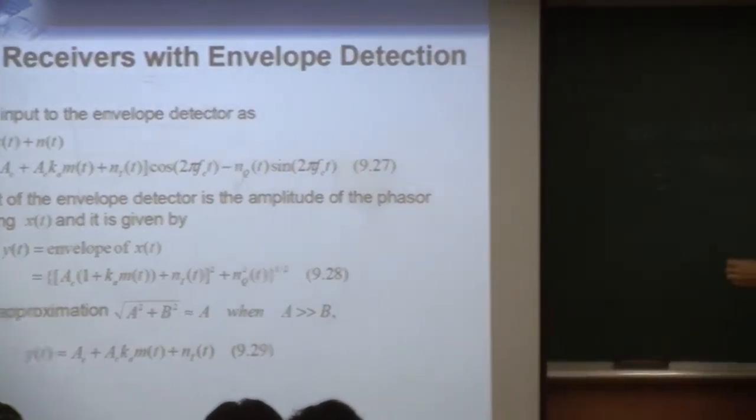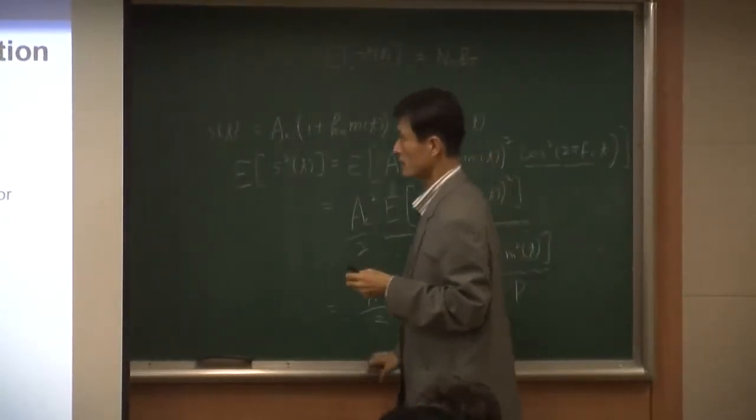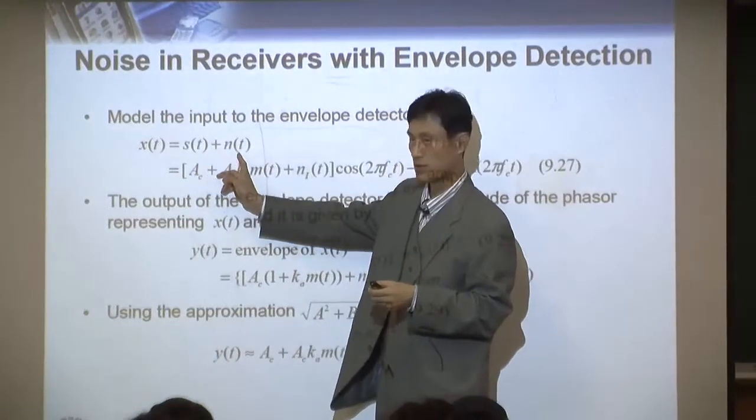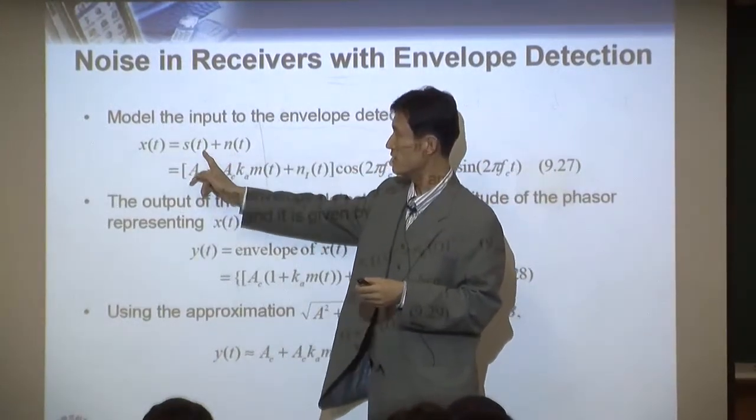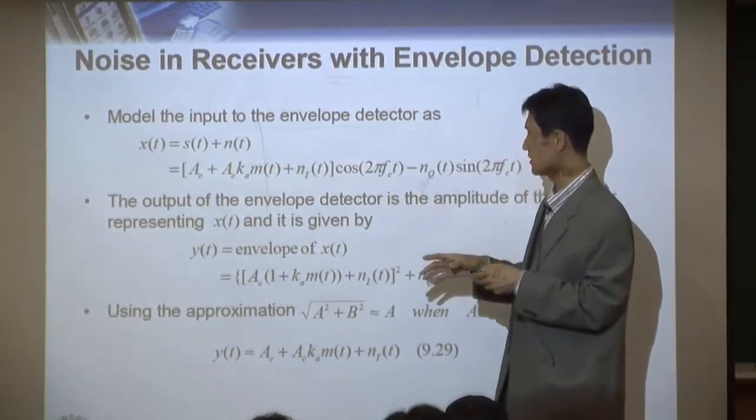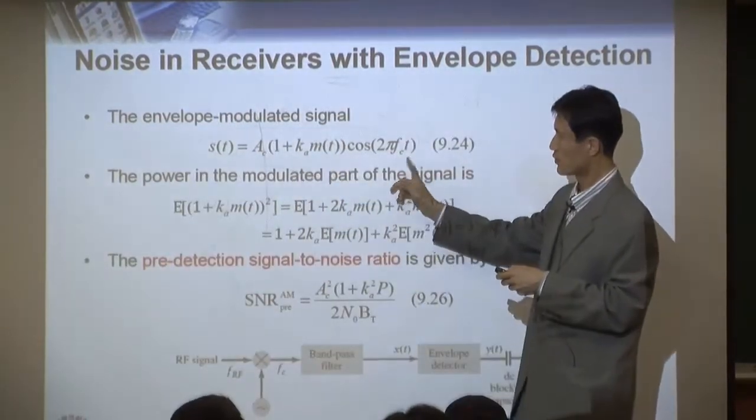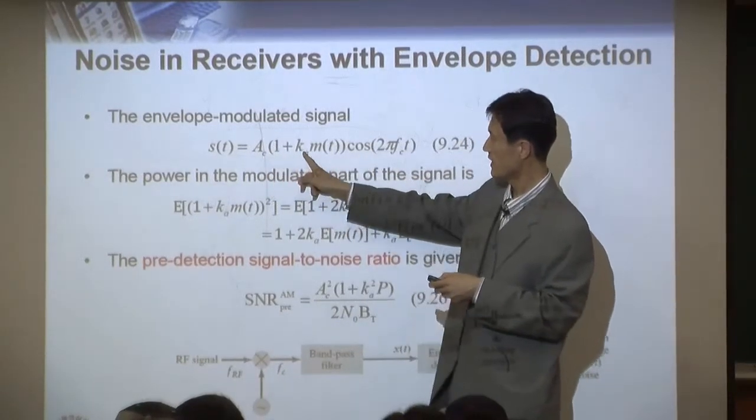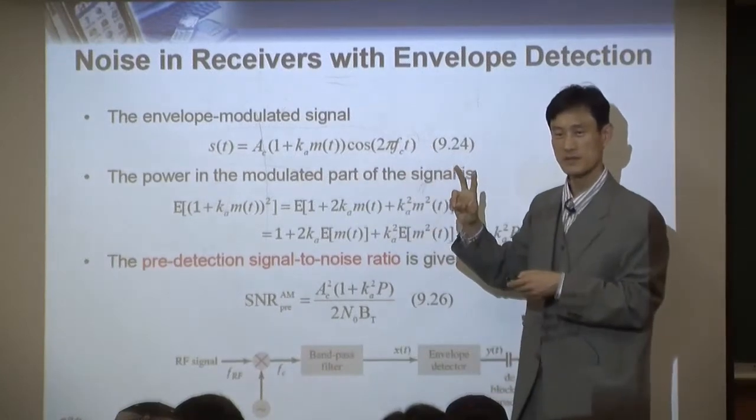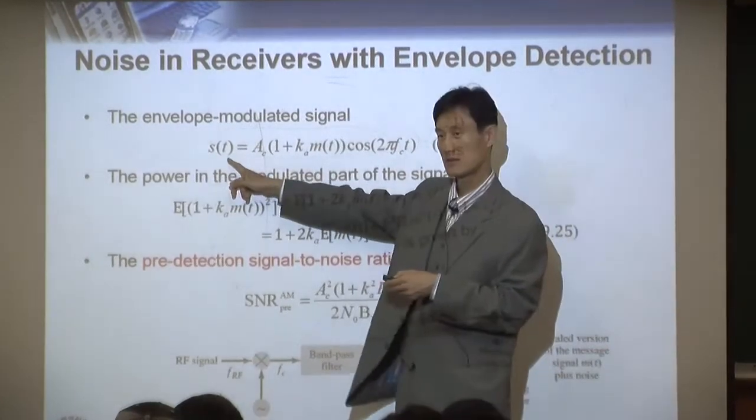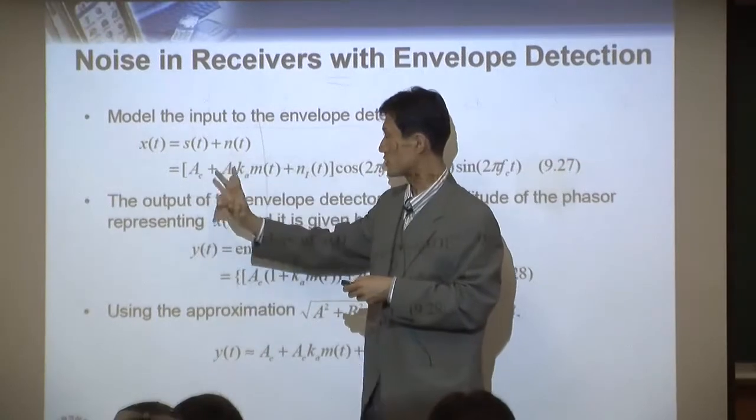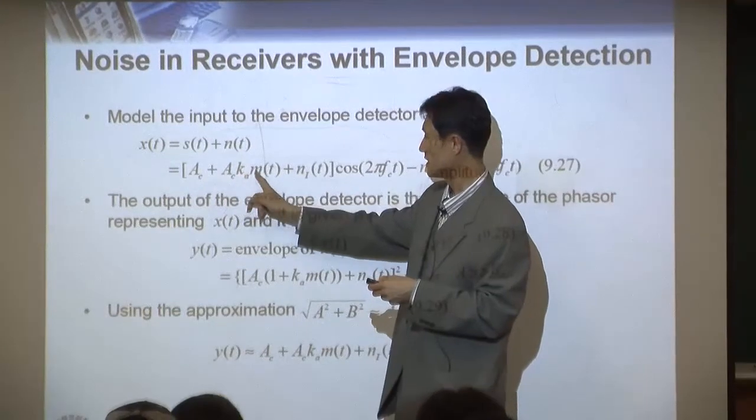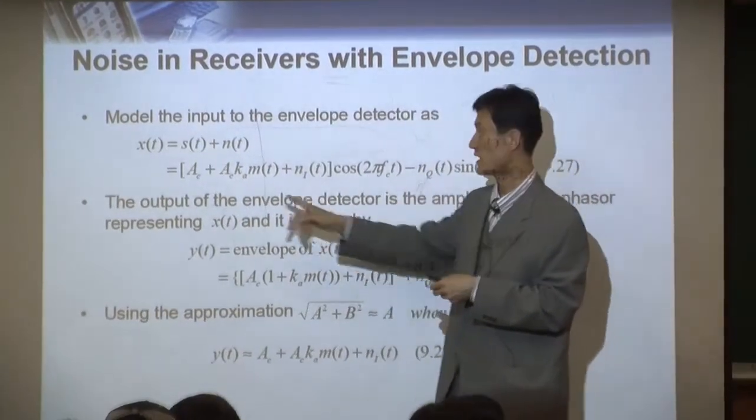This post-detection SNR, how to calculate it is, again, we start from signal plus noise. Our signal s(t) is a DC added modulated signal, which means this one. So we have two terms in s(t): A_c cosine plus A_c k_a m(t) cosine.